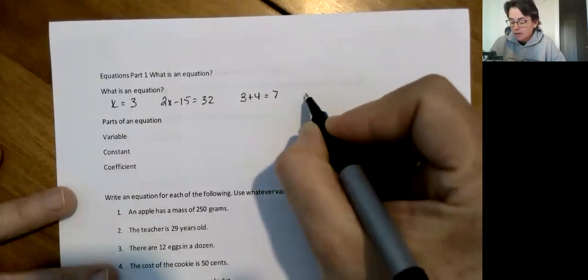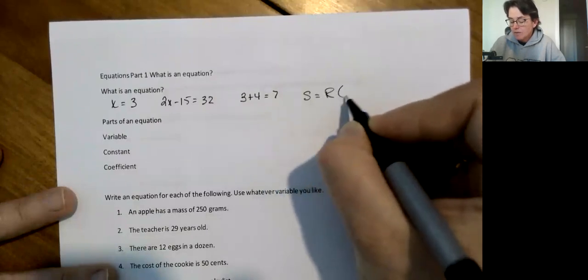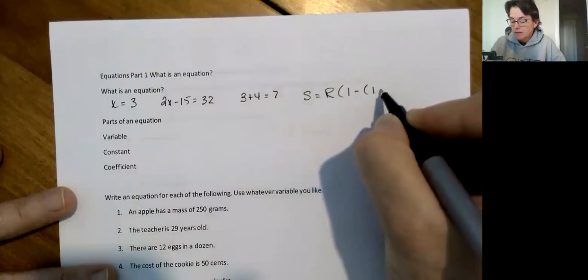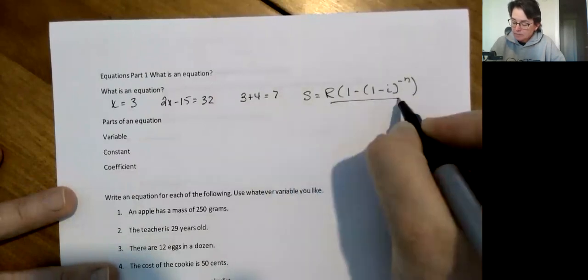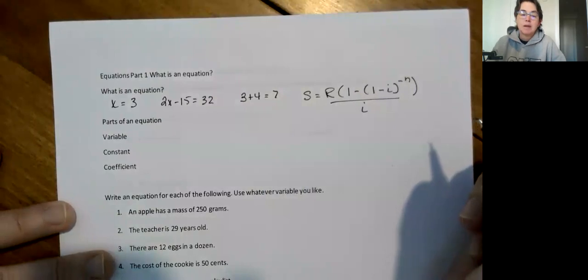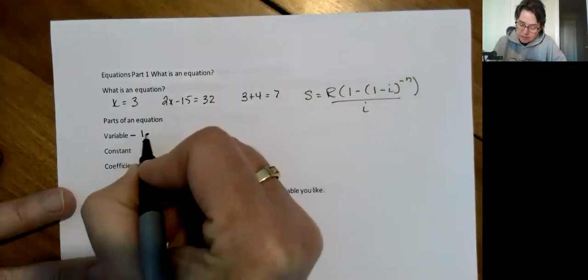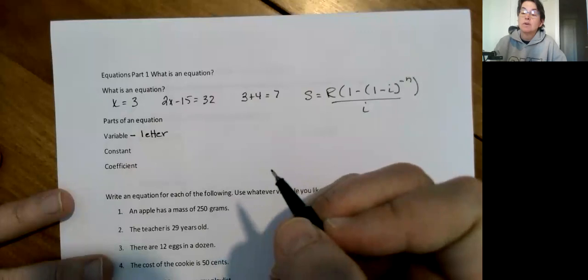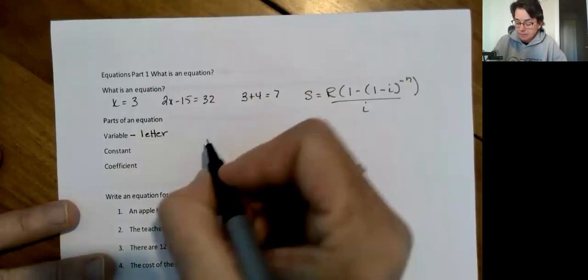And it could be something, this is a formula that we use in finance. It can be complicated. All right, so the main parts of the equation are the variable. So this part is the letter part. And it's called a variable because what it's worth can vary from question to question, as simple as that.